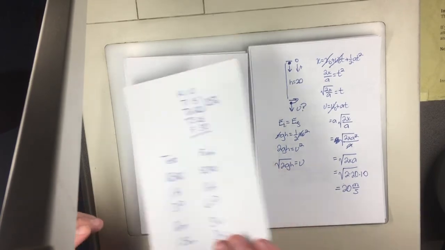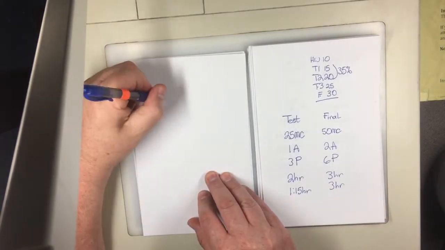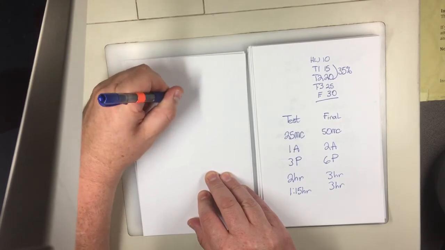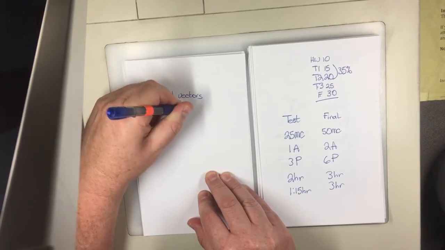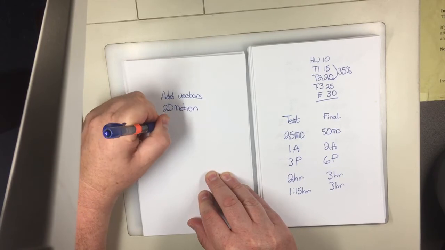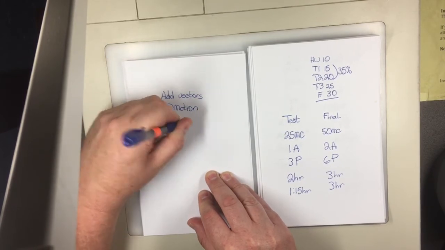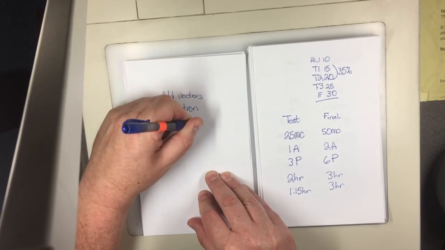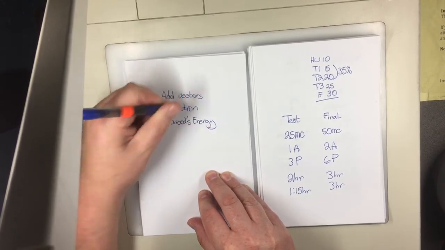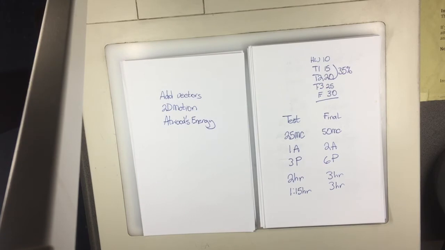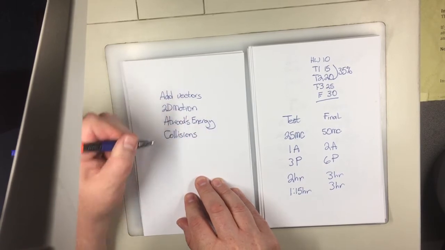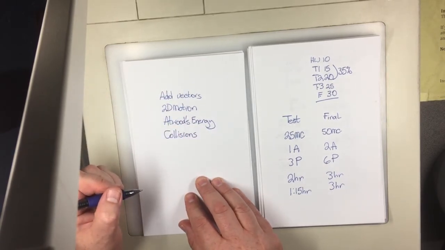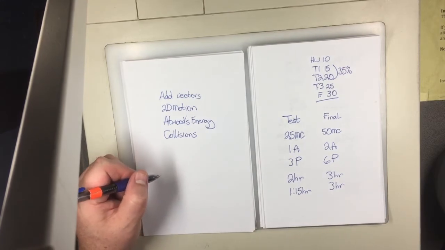So let's just kind of talk about it. Add vectors, 2D motion, Atwood's energy. Because it just makes sense, because 2D motion is already in it. Collisions. One thing, I'm really thinking about this, and I've got to figure it out.